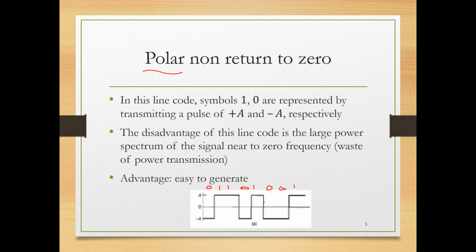Due to this is the disadvantage. We don't like to have a large power spectrum of the signal near 0 frequency. Why? Because it's a waste of transmission power and doesn't allow all the signal to pass through your transmission line or cable or your medium. The advantage, on the other hand, is that it's easy to generate.